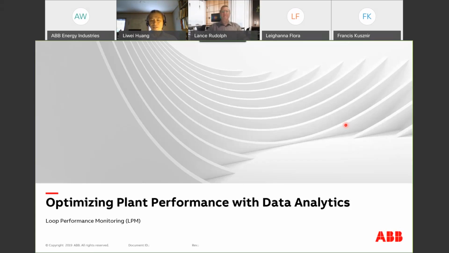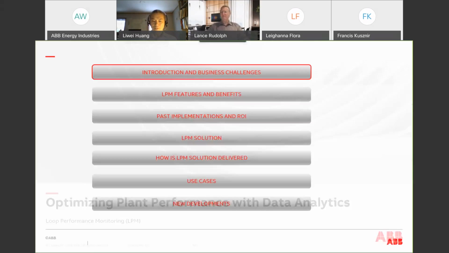So today's presentation again is on optimizing plant performance with data analytics, loop performance monitoring, or LPM. In today's talk, we'll discuss the following. We'll do some introduction and talk about business challenges. We'll go through the LPM features and the benefits, and we'll give you a couple of examples of past implementations and ROI analysis on those.